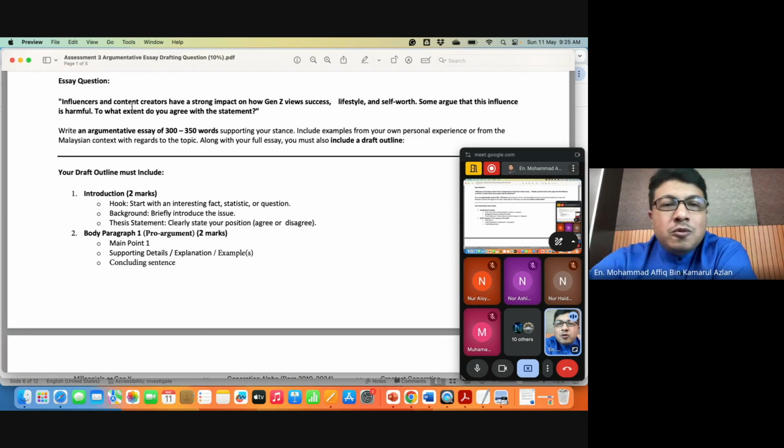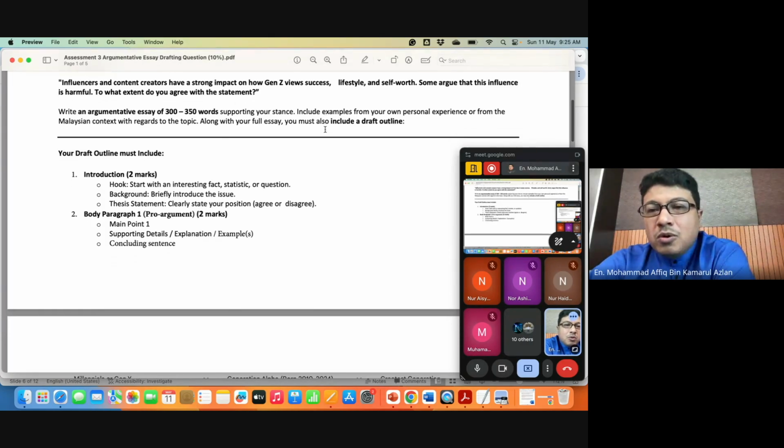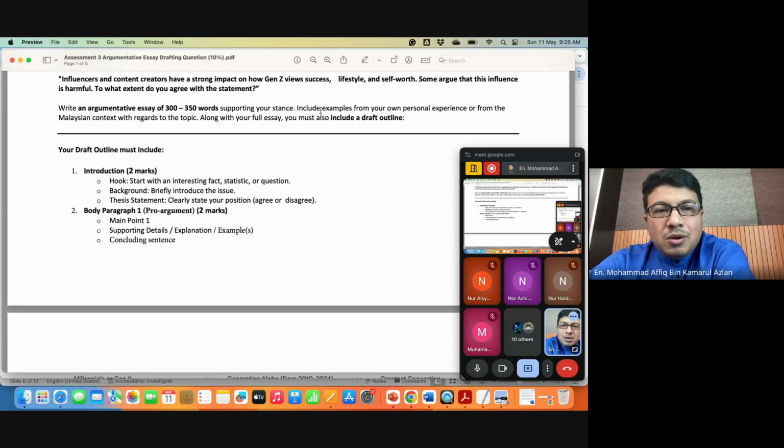So write an argumentative essay of 300 to 350 words, which is just one page or 1.5 pages or maybe 2 pages, depending on the spacing, supporting your stance. First you have to agree or disagree. Include examples from your own personal experience or from the Malaysian context with regards to the topic.